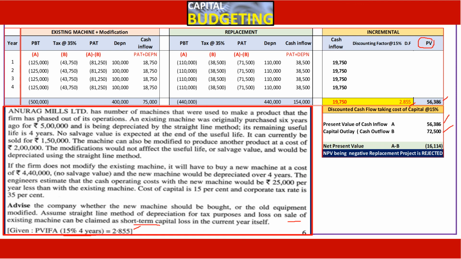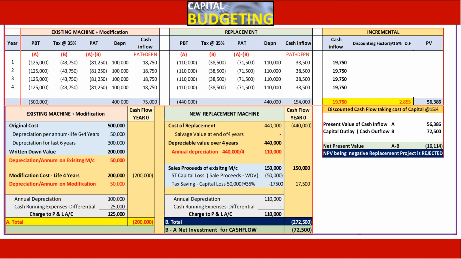And the logic is NPV, the difference between the two, has to be always positive. If it is negative, means you are putting in 72,000, you are getting back 56,000. It is not a good proposition. NPV being negative, the replacement project is rejected, because of the 72,500 we had seen here.